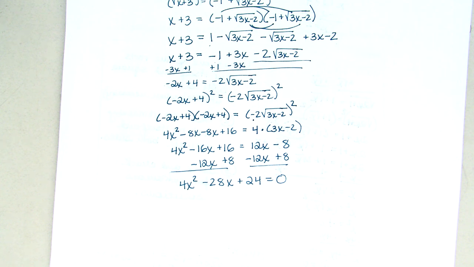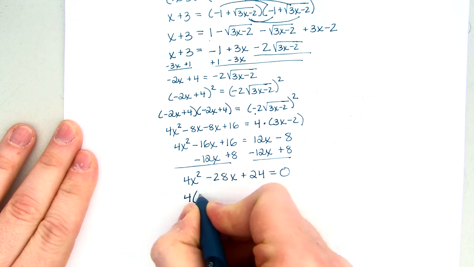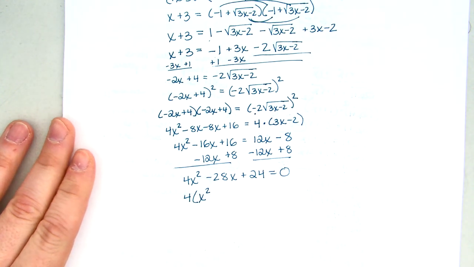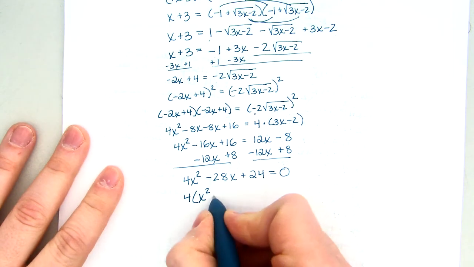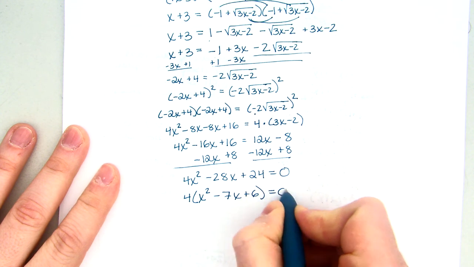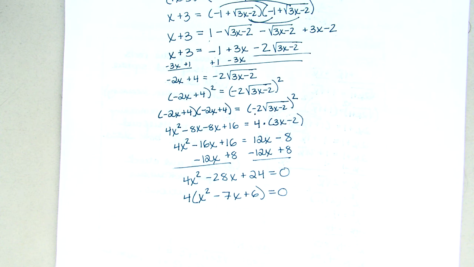Think GCF first. There is one here. To be considered fully factored, you need to take out that GCF. We're going to take out a 4. X squared, PJ, what are you left with after you take out the 4? Good. Keep factoring. Multiply to 6, add to negative 7. That's not too bad.